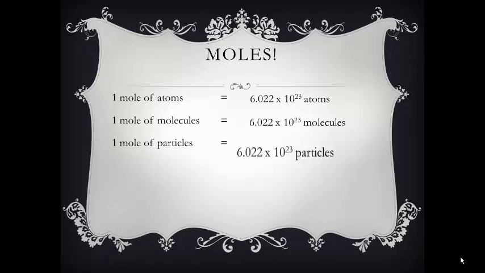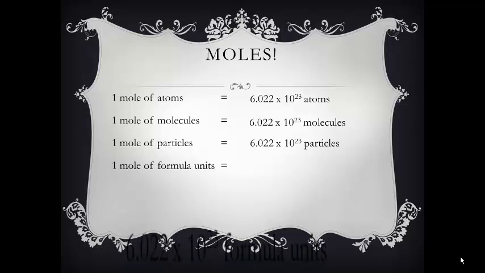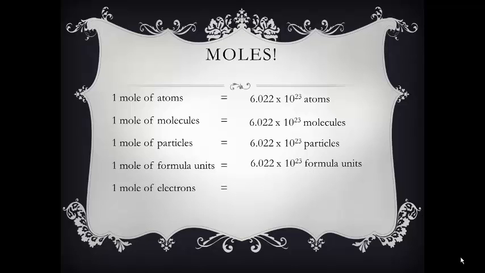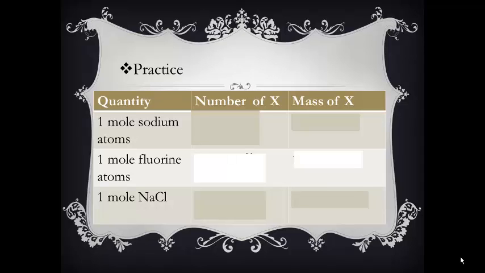If you have a mole of particles, yes, same value. 6.022 times 10 to the 23 particles. Mole of formula units. Formula units are ionic compounds, and that's the same value, 6.022 times 10 to the 23 formula units. And mole of electrons, again, same value, 6.02 times 10 to the 23 electrons. So if you're dealing with a mole of anything, it doesn't have to be these 5 things. It would be a mole of computers. You would have 6.022 times 10 to the 23 computers.